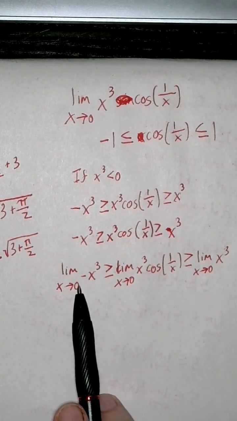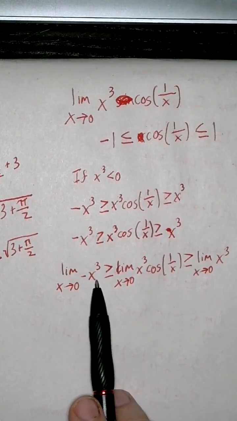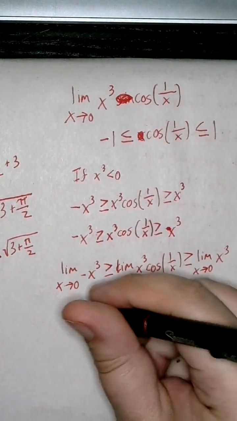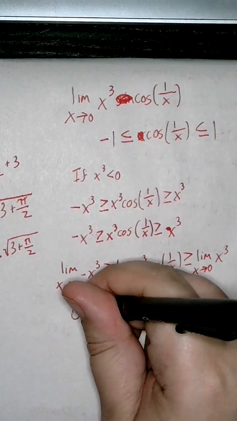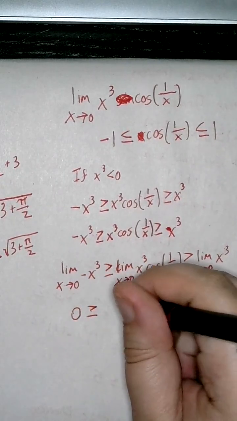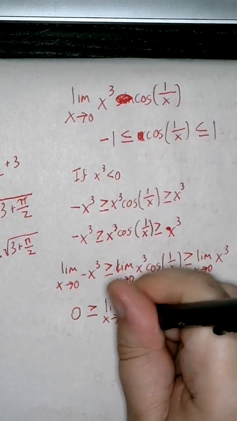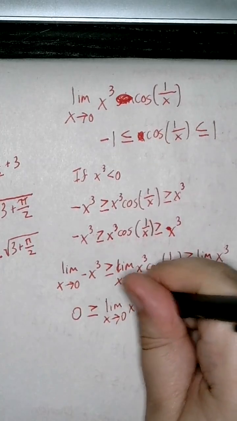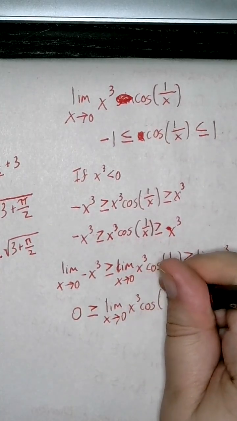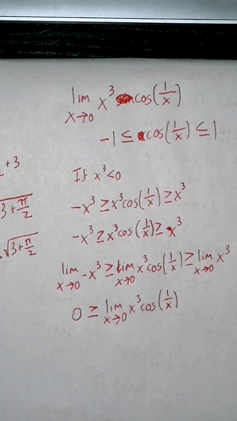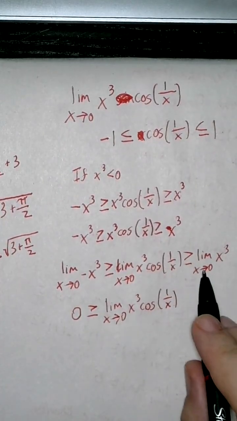Dad says 0. Yeah. So this is going to be 0. 0 is greater than or equal to the limit as x approaches 0 of x cubed times cosine of 1 over x, which is less than, what is the limit here?